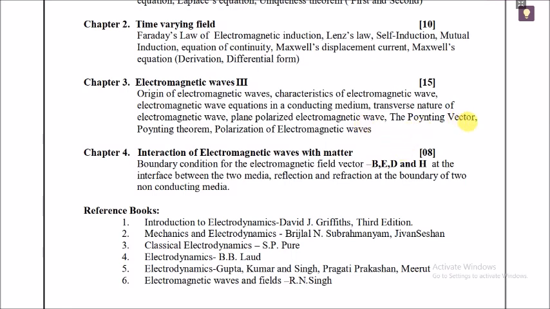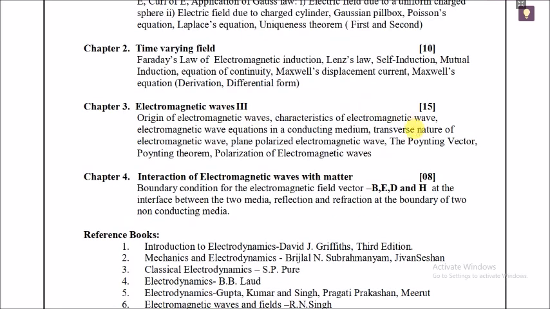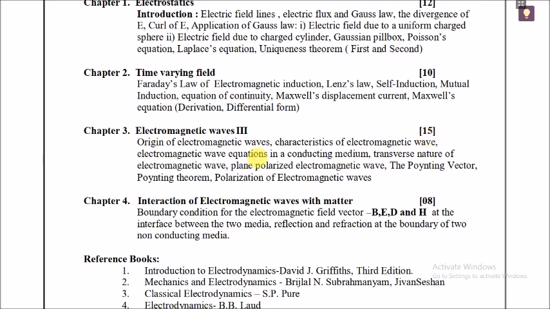Then the Poynting vector and Poynting theorem, which again are related to the polarization of light. And finally, polarization of electromagnetic waves. There are different types of polarization, that is plane polarization, circular and elliptical. Such types of polarization will again be discussed in this chapter. So overall this chapter is related to electromagnetic waves. This chapter has more importance, and it is given 15 lectures.